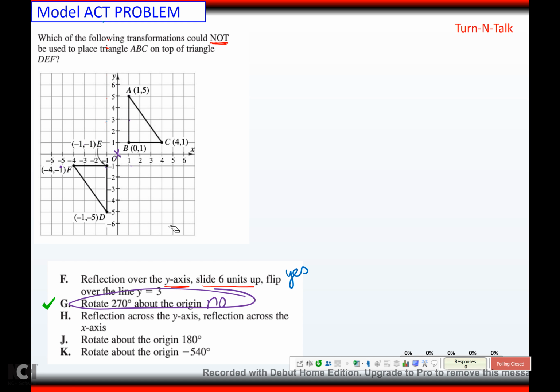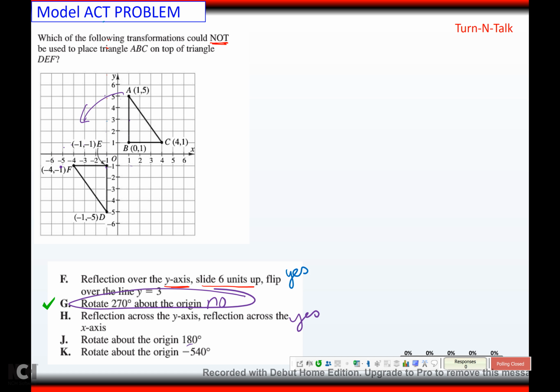And then again, once you found it, of course, in a real ACT, I wouldn't waste time checking the others, but just for practice, for H, it says reflect over Y and then reflect over X. Well, if I reflect over Y, I get this. And then if I reflect over X, I get this, which puts it right on top. So yes, that works.